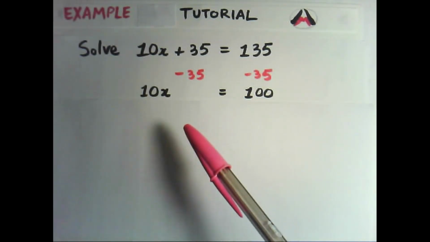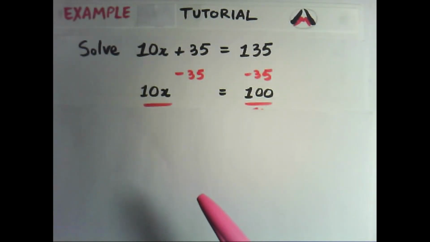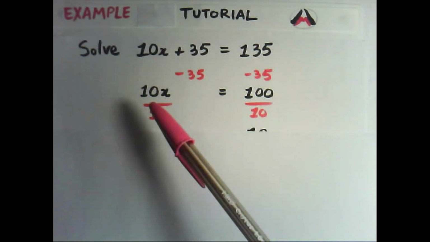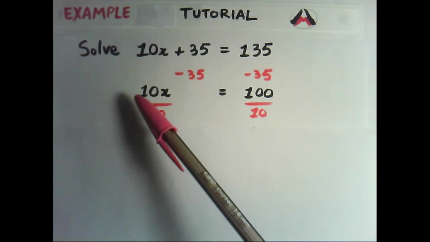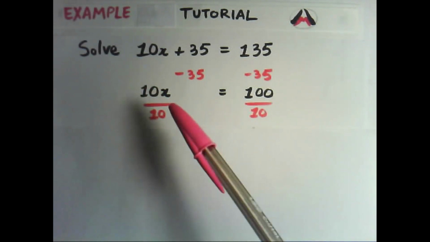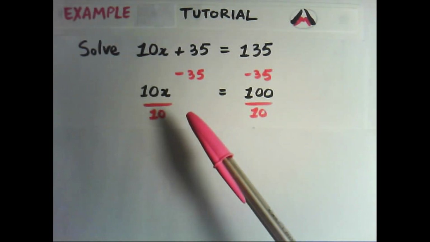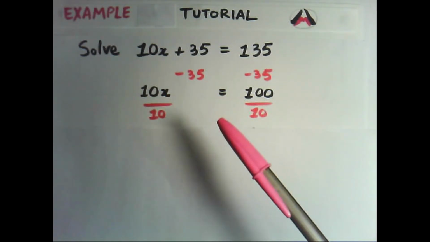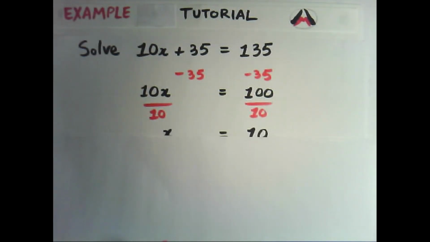So what we could do here is we could divide both sides by 10. And if we do that, the 10 in the numerator and the 10 in the denominator, 10 divided by 10 is 1. And so you get 1x. Although we don't normally write 1x algebraically, we just write x. And 100 divided by 10 becomes 10. And so that's the solution to this linear equation.